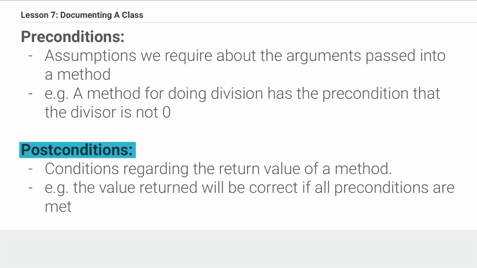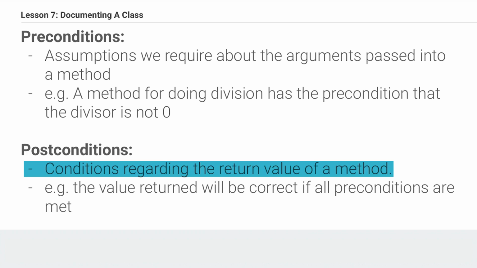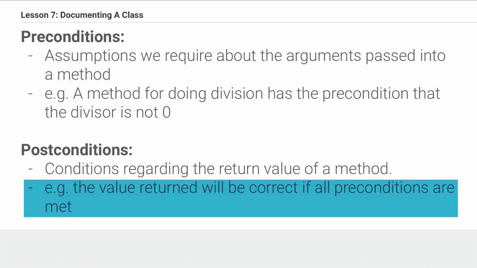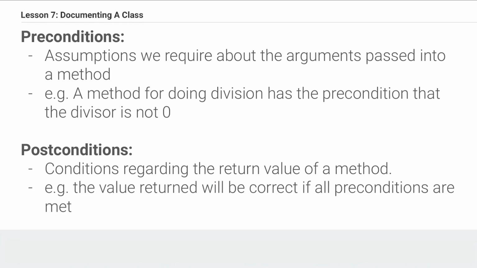The second thing you might want to add and is important to add with your methods is postconditions. Postconditions are going to tell the user what the return value of the method is basically going to hold after this code has been run. So for example, if the preconditions have been met, the value returned would be a correct division of the first parameter by the second parameter. So postconditions are kind of helpful in explaining how the code actually works and what value is going to be returned.